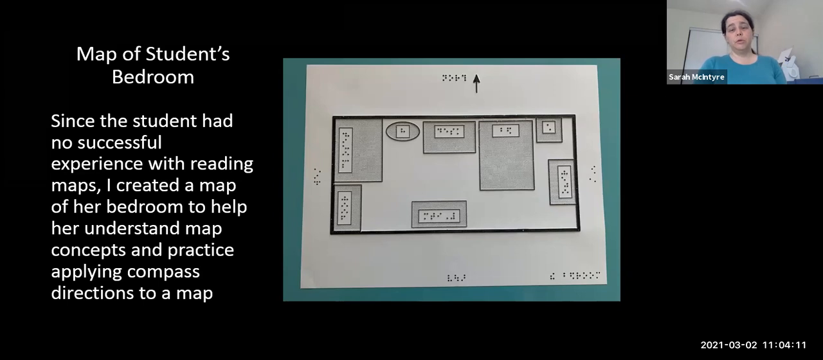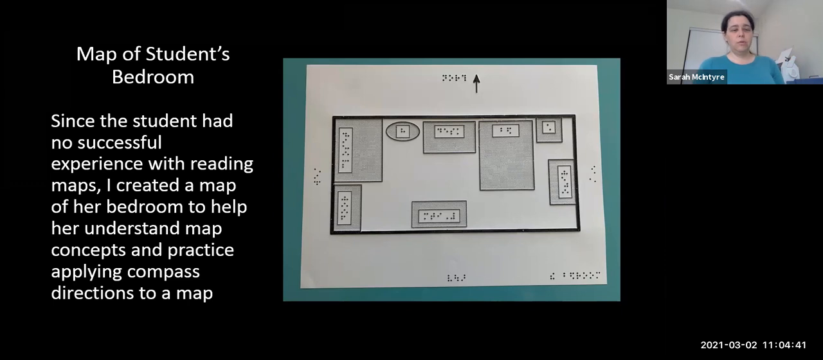So the next thing, since she had not ever successfully used a map, I created a tactile map of her bedroom, based on what she had showed me using her camera, and on going around her room using her iPhone compass and discovering which wall pointed north, east, and so on, and where each piece of furniture was. I created a map to represent her bedroom so that she could start to make that connection between where something is on a picture and where it is in real life.